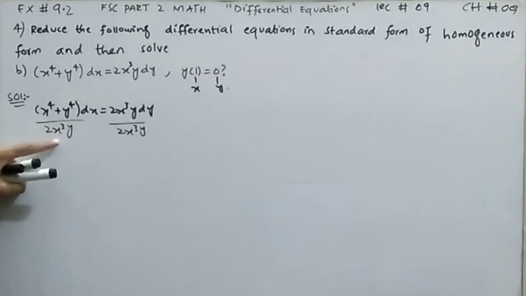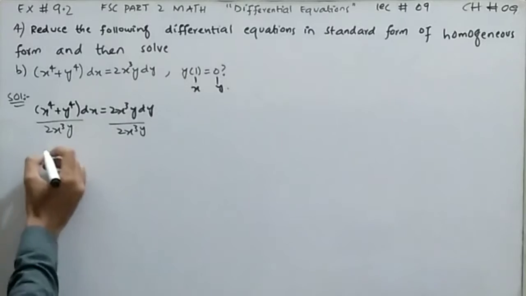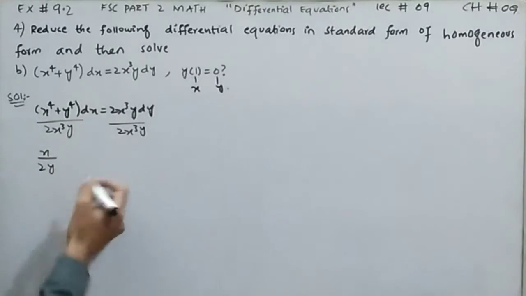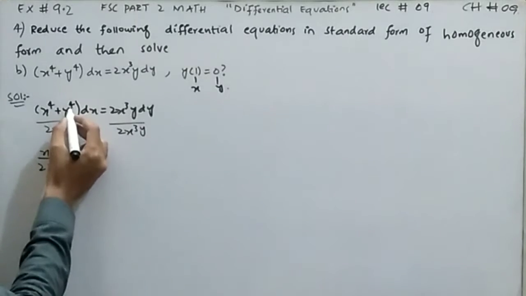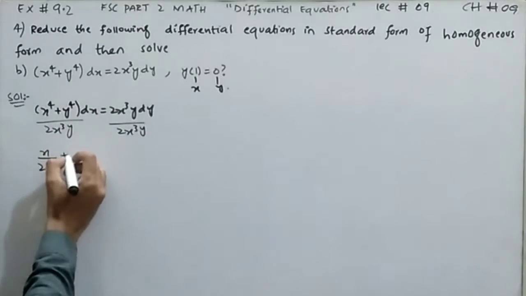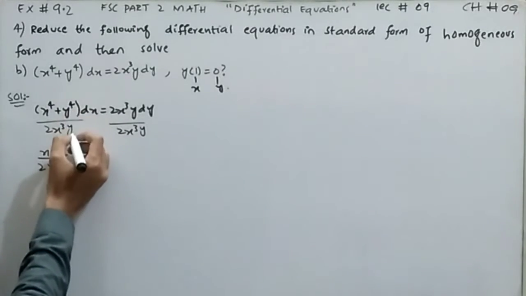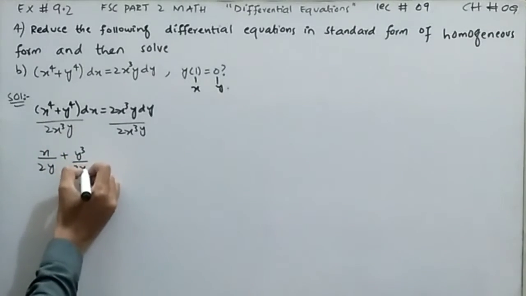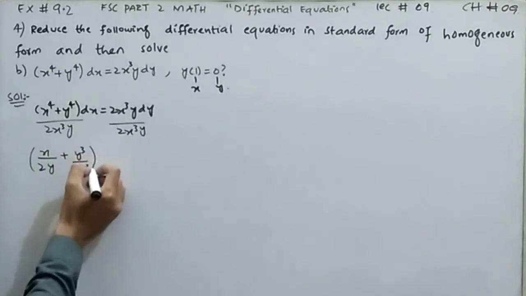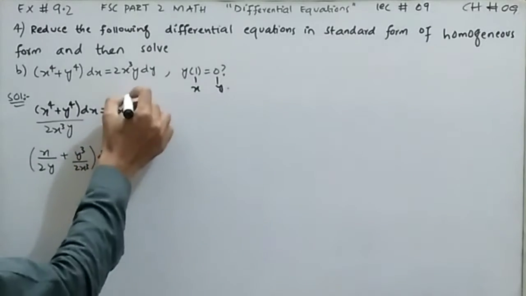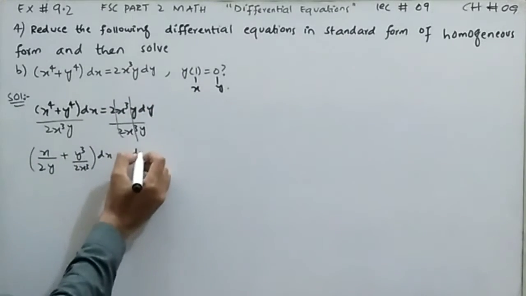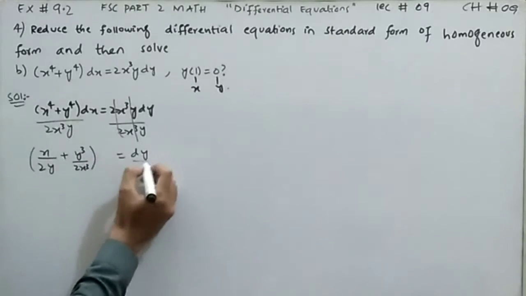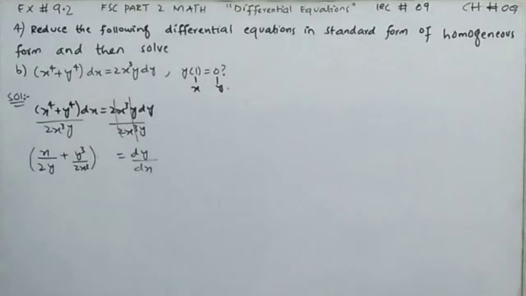X power 4 divided by 2x cube y will give us x by 2y into dx. But we will write it whole. So y power 4 over 2x cube y will give us y cube, because y power 4 over y will give us y power 3 over 2x cube, into dx is equal to, they cancel out with each other, so we are just left with dy. So shift dx on the right hand side, it will move to the division, so it becomes dy by dx.